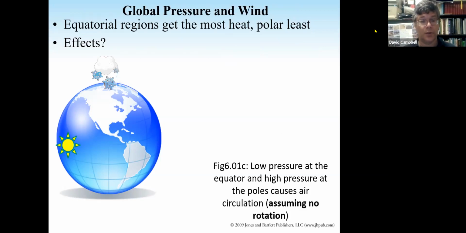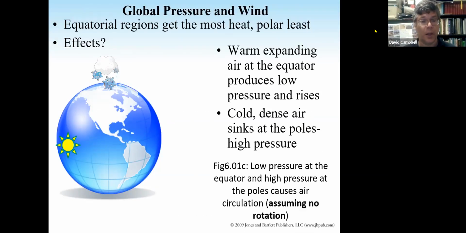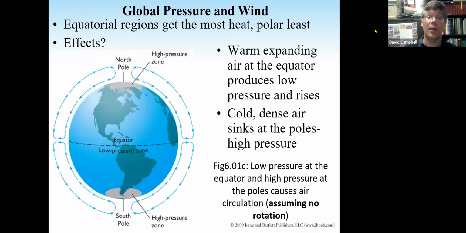So this will tend to set up a loop with rising air, if you can see the mouse, hopefully you can, near the equator, then traveling towards the poles, sinking down near the poles and back again. Nice simple model, which probably means that it's not too accurate. Real world is complicated.